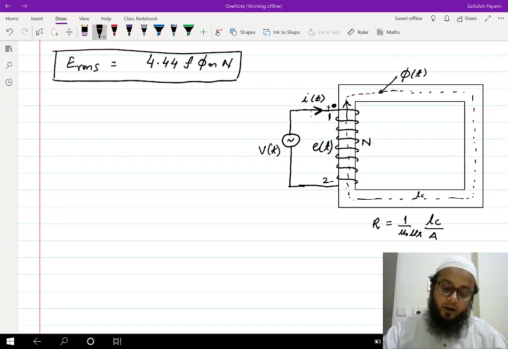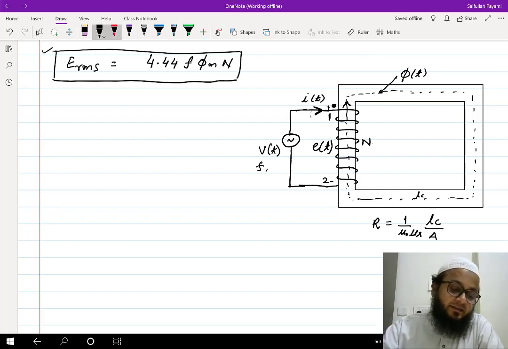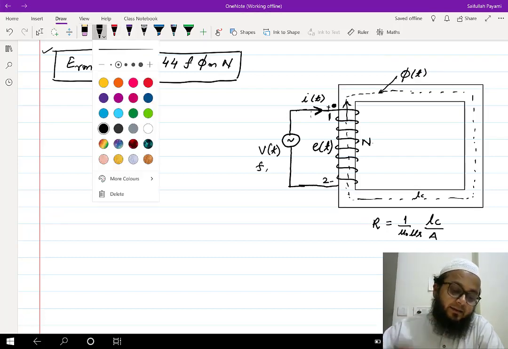Now we'll discuss the importance of this expression E RMS equals 4.44 f phi m, where f is the frequency of this voltage. Now we have discussed the BH characteristic.